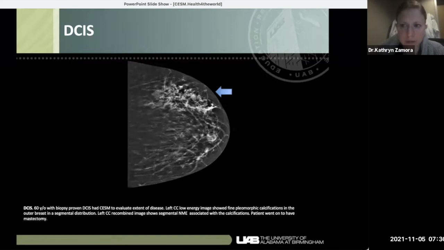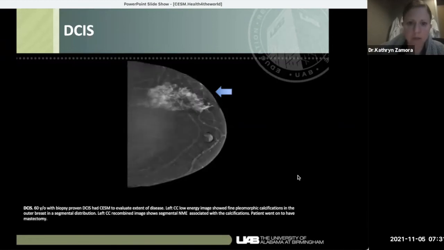Ductal carcinoma in situ. This is an example of a 60-year-old woman that had biopsy-proven ductal carcinoma in situ, undergoing evaluation for extent of disease. You can see here in the lateral left CC image, there are fine pleomorphic calcifications in a segmental distribution demarcated by the blue arrow. On the recombined image, you can see there is significant non-mass enhancement in a segmental distribution associated with the pleomorphic calcifications, extending slightly beyond the area of calcifications, demarcating the area of disease.